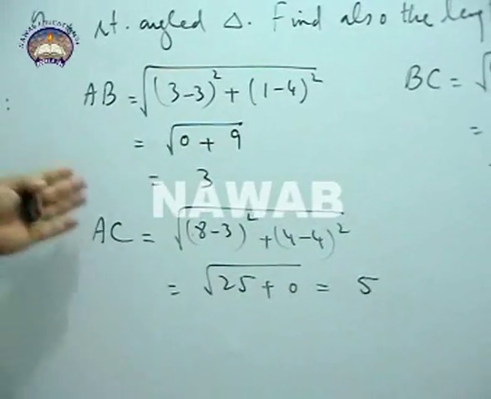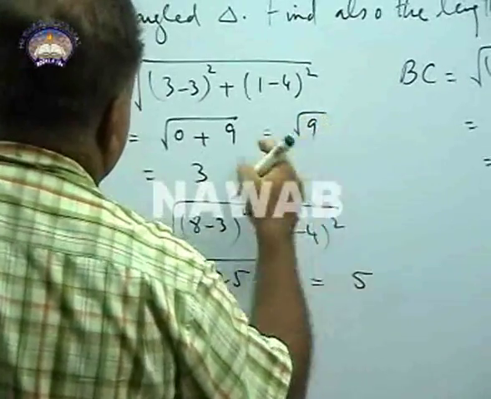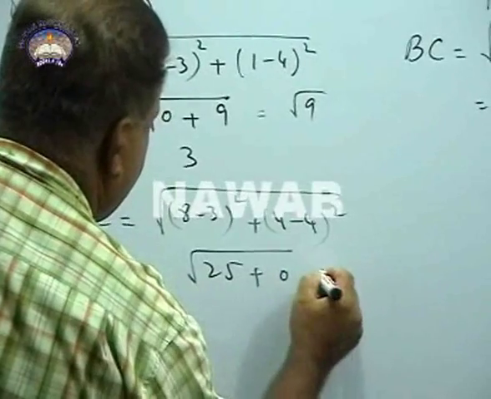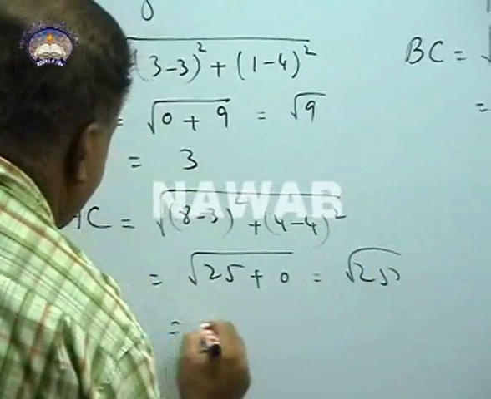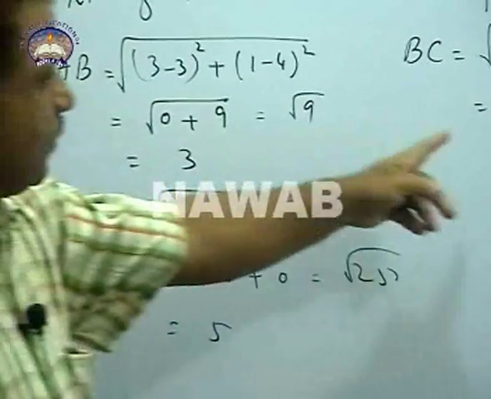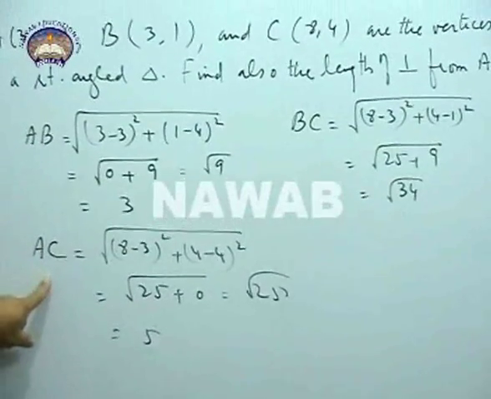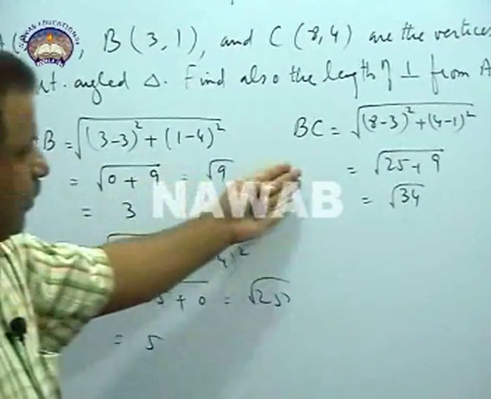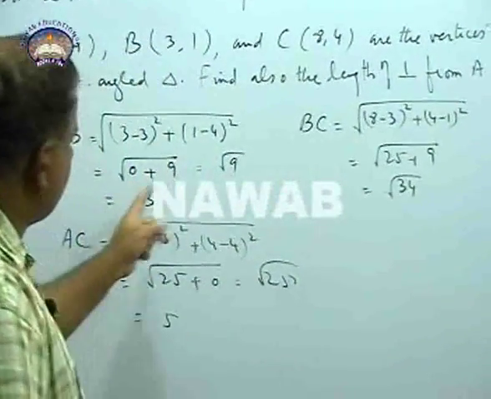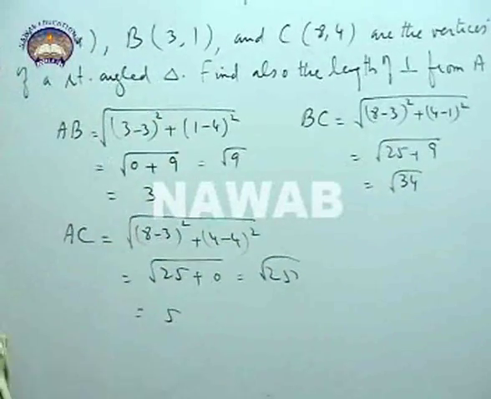Now if we carefully notice, AB is basically square root of 9 if you leave it in square root sign, and AC can also be written as square root of 25, or 5. Anyhow, we can clearly notice that square of BC is equal to square of AB plus square of AC. So which length is the largest? Square root of 34 is the largest of these lengths.